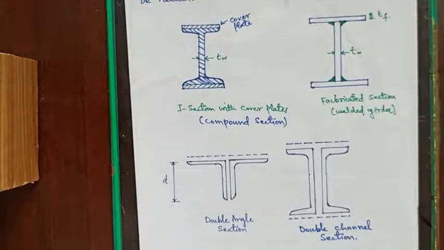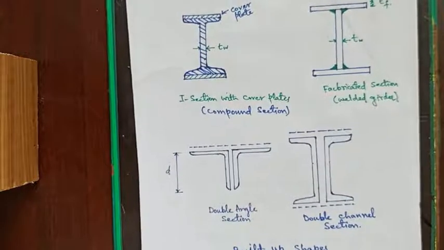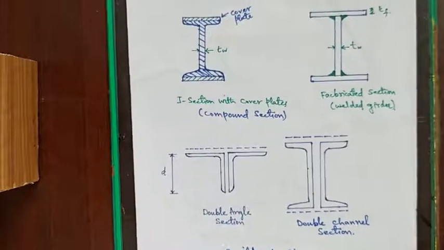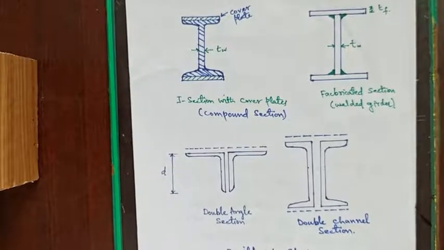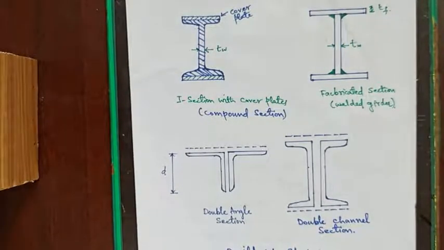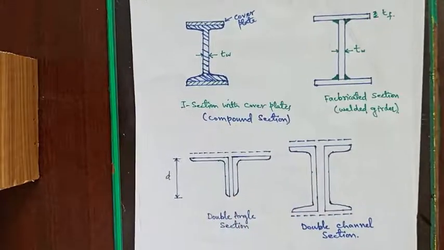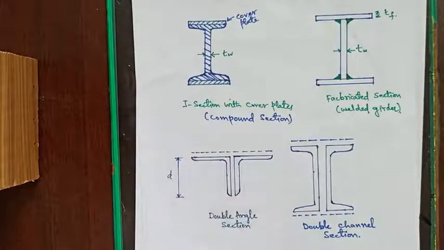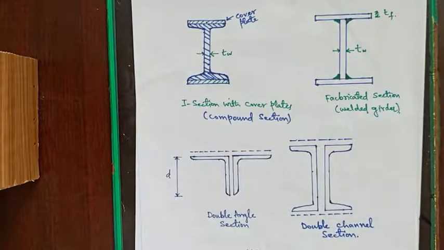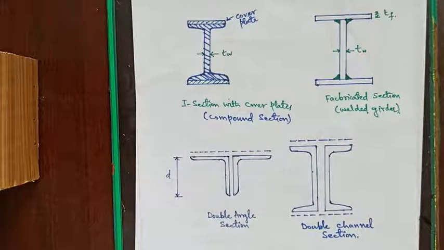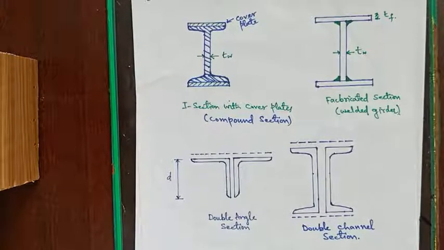Then we have built-up sections. Built-up shapes can be created by attaching two or more standard rolled shapes to each other. The most widely used combinations are double angles or double channels placed back to back and connected at intervals along the length. As you can see, these are two angles and these have been connected back to back, and these are two double channel sections, that is two channels have been connected back to back along the length. So this is called a built-up section.